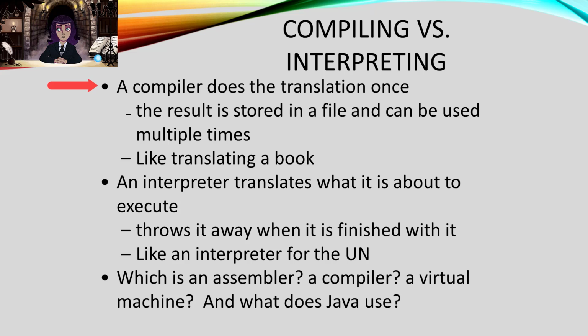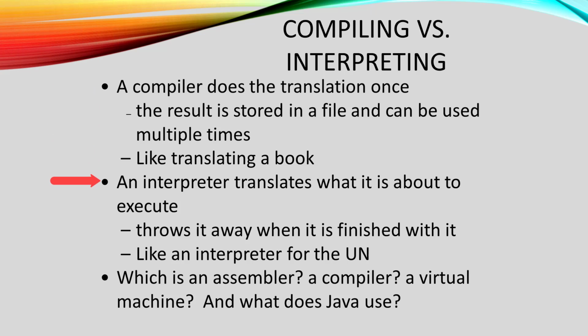Compiler can mean the specific piece of software that is translating a high-level language into machine code, like the Java compiler compiling into Java bytecode. Or it can mean anything that is making a translation once and saving it so it can be used over and over again. The other strategy for translation is called interpreting. An interpreter translates each instruction when it needs to execute it and throws that translation away after it executes. In other words, it's translating on the fly. This is like a language interpreter for the UN.